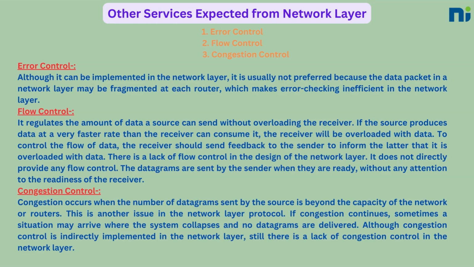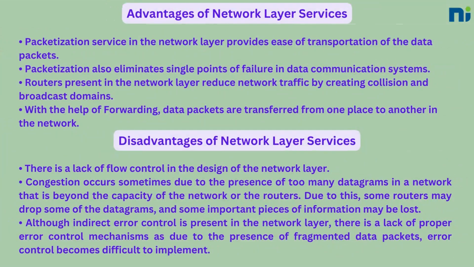Congestion control. Congestion occurs when the number of datagrams sent by the source is beyond the capacity of the network or routers. This is another issue in the network layer protocol. If congestion continues, sometimes a situation may arise where the system collapses and no datagrams are delivered. Although congestion control is indirectly implemented in the network layer, still there is a lack of congestion control in the network layer.